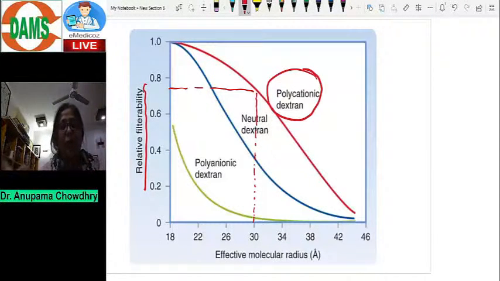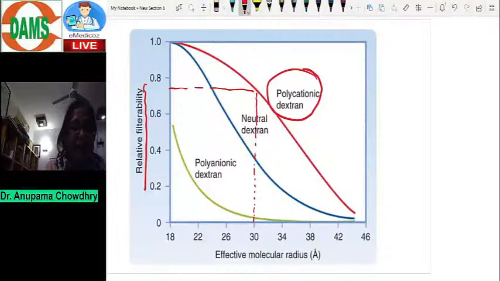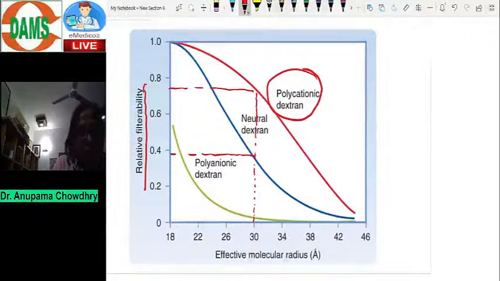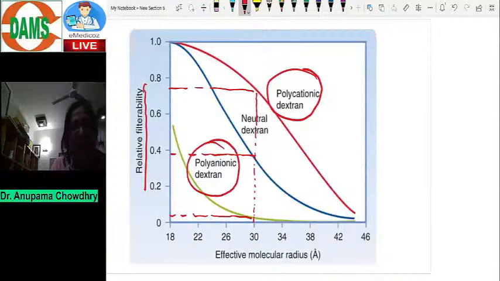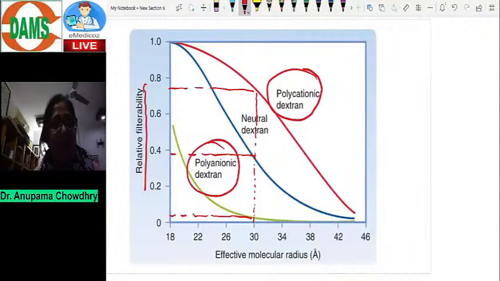Positive charge on the molecule. This will be relatively easily filtered as compared to a neutral dextran of the same size. The one which will have the least filtrability will be a polyanionic dextran, and that makes sense because of the negative charge on the dextran molecule. Have you understood?